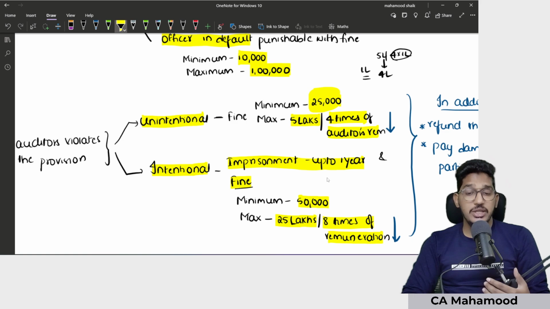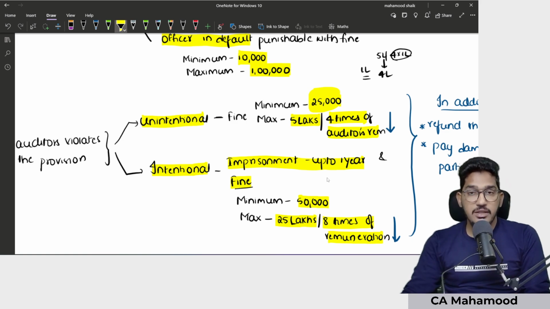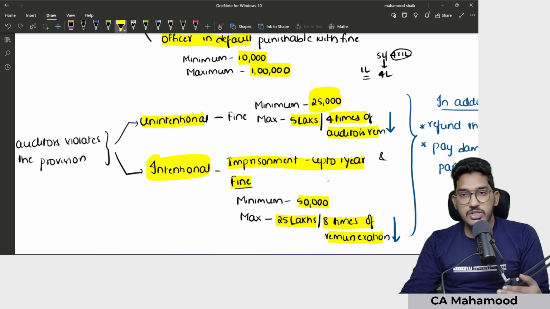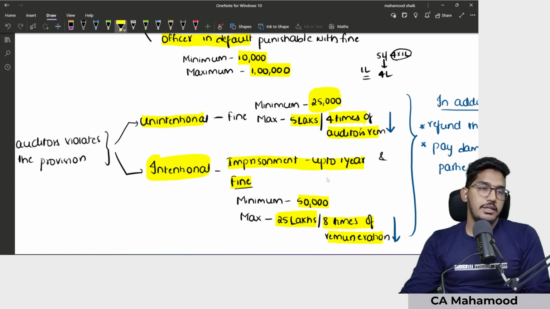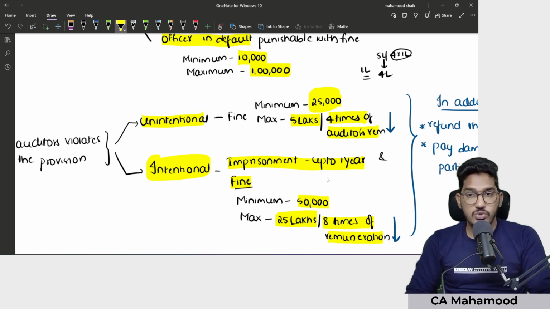How many times of remuneration? 8 times of remuneration. When? If it is intentional. So if it is intentional, 2 punishments will be there. One is imprisonment, which can go up to 1 year. In addition to that, the auditor shall pay a penalty. Minimum penalty will be 50,000. Maximum it can go up to 25 lakh rupees or 8 times of the auditor's remuneration, whichever is lower.